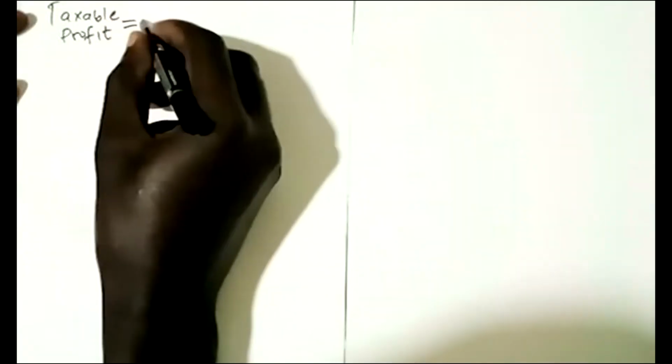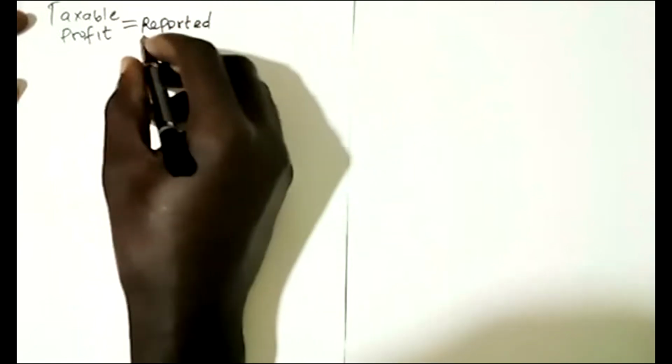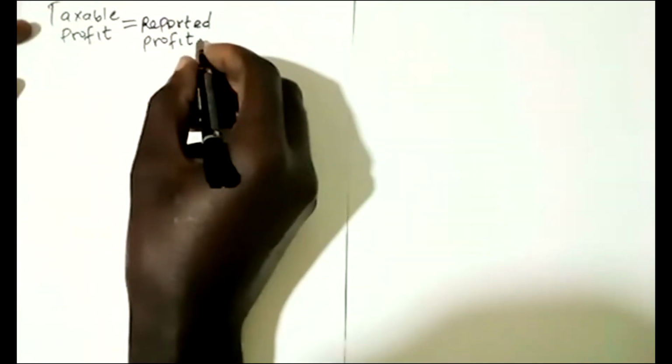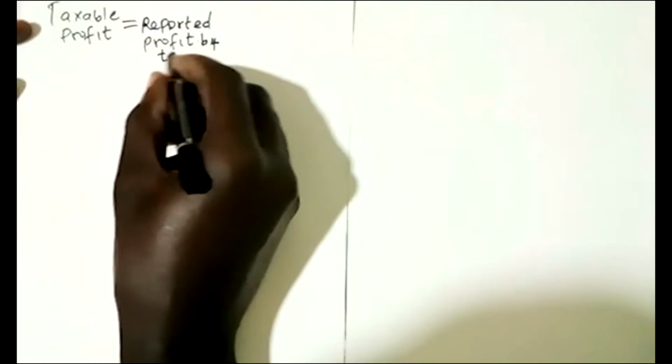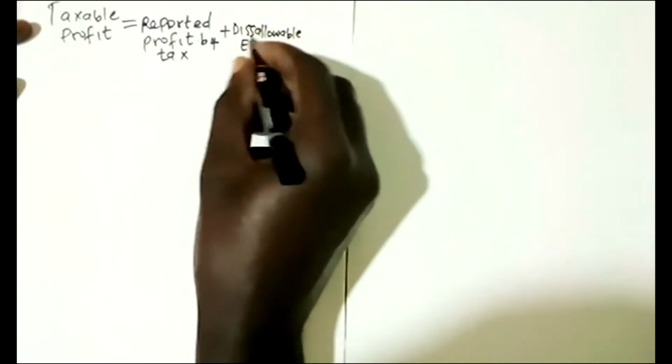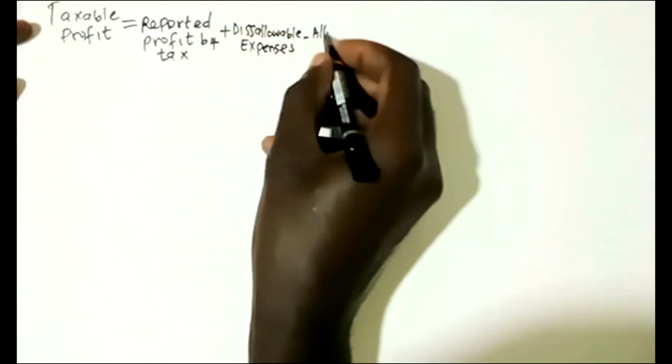So the first thing required for us to do is the taxable profit. For the taxable profit, you need to know that we start from the reported or accounting profit, the reported profit before tax. You add the disallowable expenses, and you deduct the allowable.